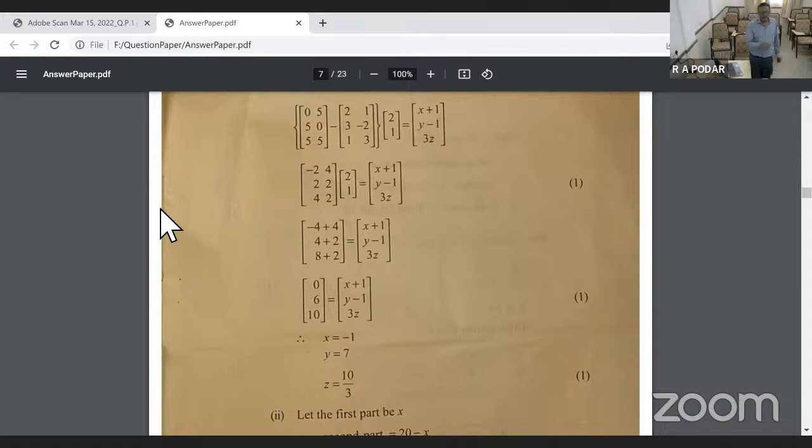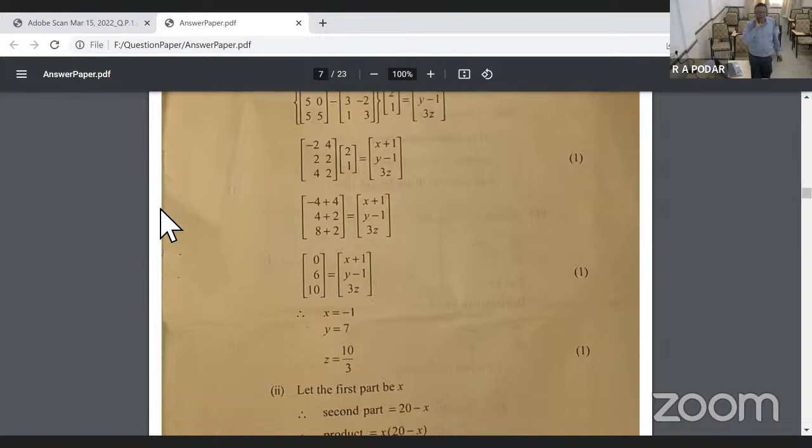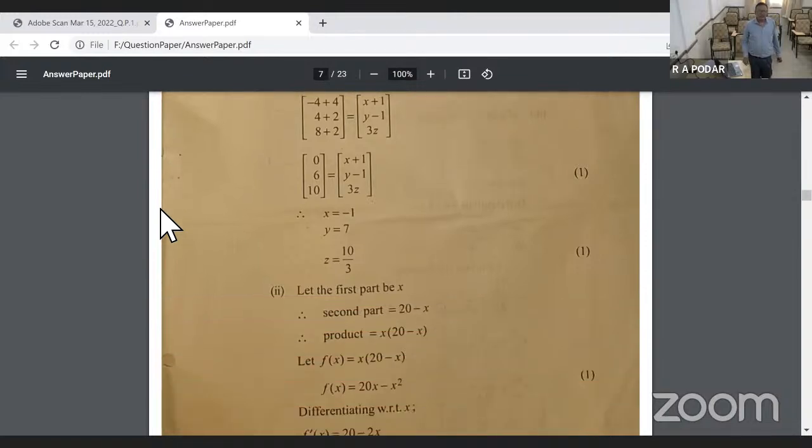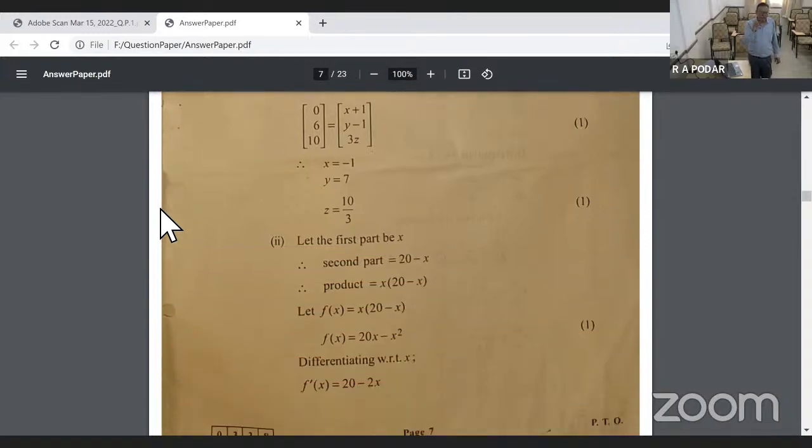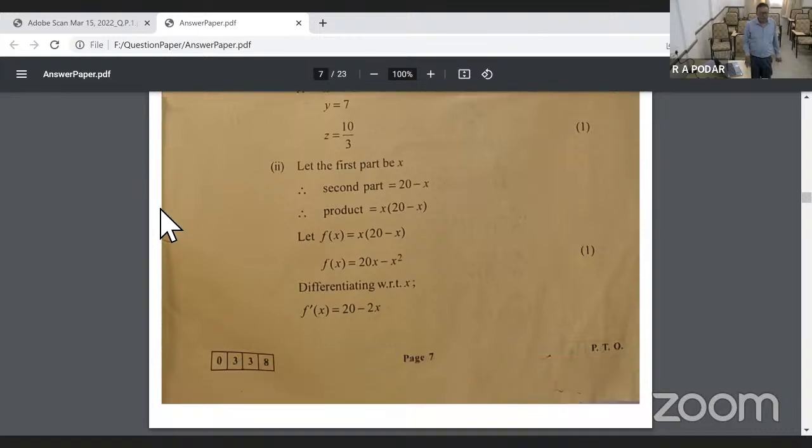So x plus 1 is equal to 0, therefore x is equal to minus 1 you are getting. So 6 is equal to y minus 1. So take this minus 1 to the other side, that will become plus 1. So 6 plus 1, 7. So y is equal to 7 you are getting. And this 10 is equal to 3z. So divide both sides by 3. So 10 upon 3 you get.